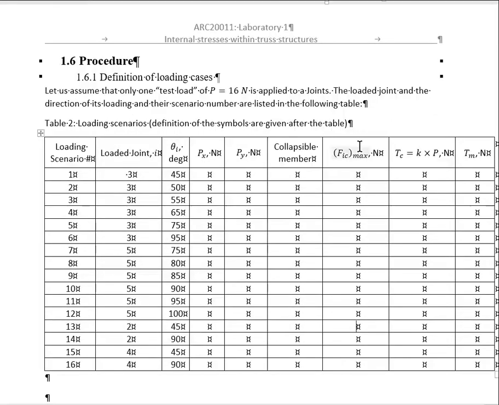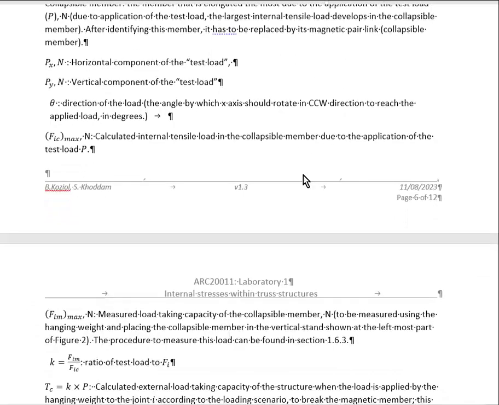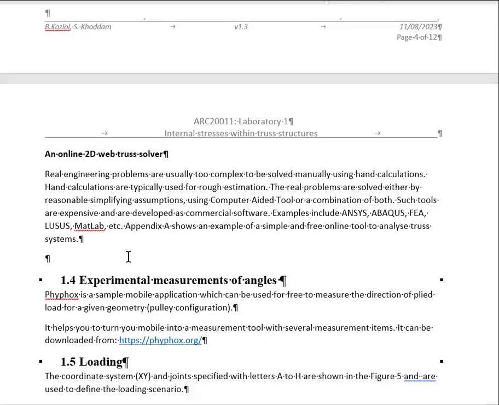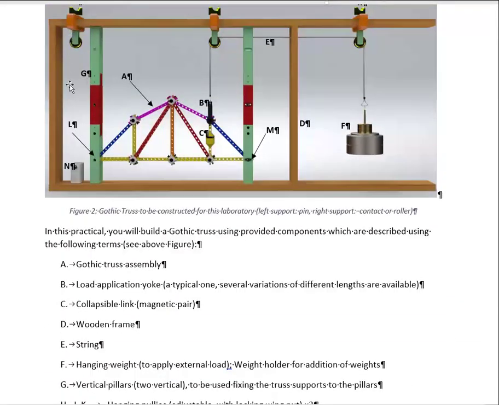And then this comes: what is FIC? FIC is the internal load that develops inside the collapsible member due to the application of 16 Newton. But that 16 Newton is not enough to break the member. The chances are you have to increase that load. So in this case, you put the collapsible member under the left hand side of the rig. You place this one right here, and then you measure what load actually breaks the magnet.